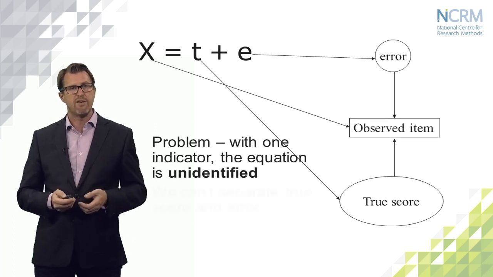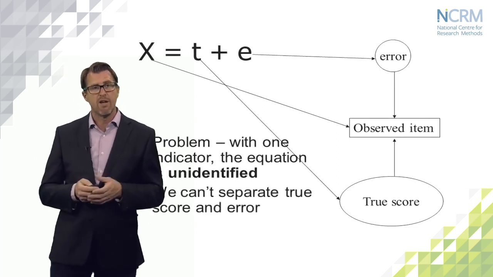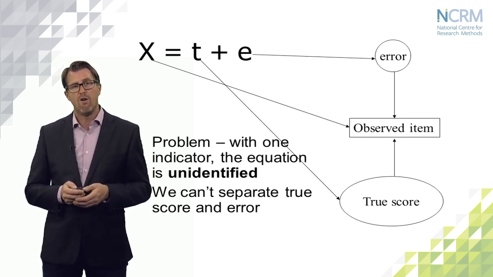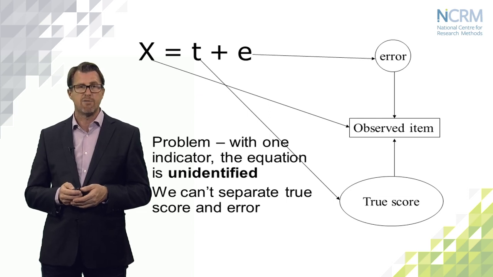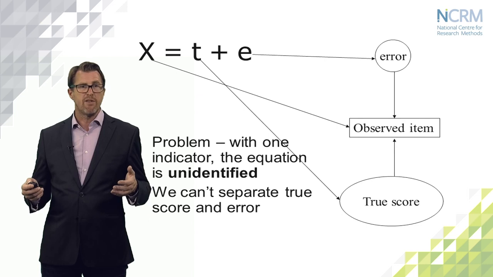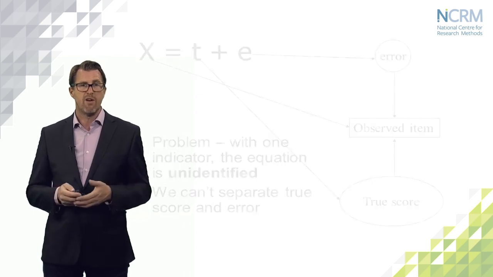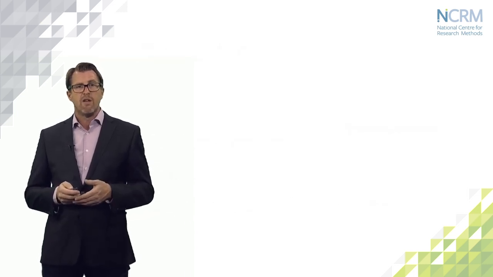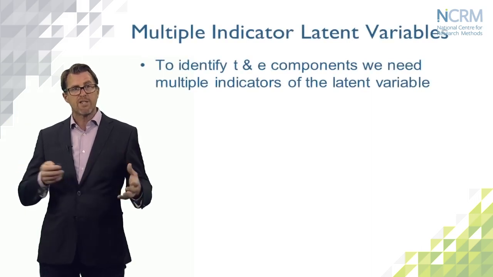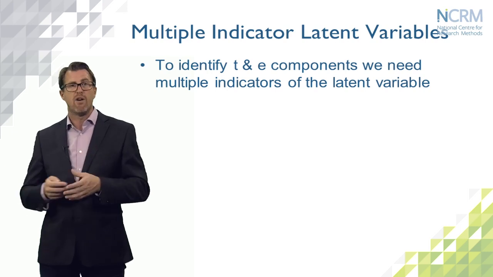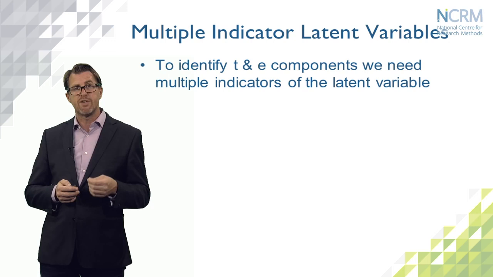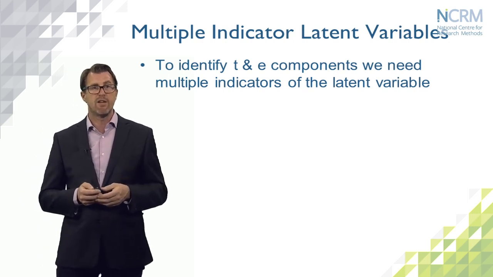The equation is unidentified. So we can't separate the true score from the error when we only have one measure of the underlying concept. What this then tells us is that we need to have multiple indicators of our latent constructs. When we have multiple indicators, then we can start to over-identify the true score equation and estimate the quantities of T and E for each indicator.